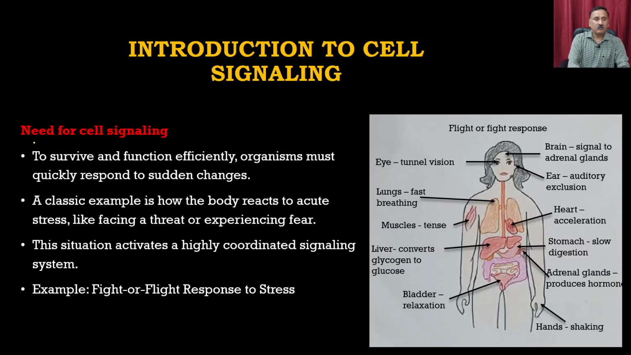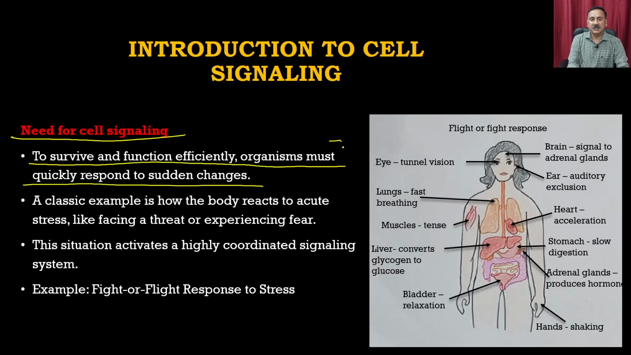Now, talking about why there is a need for cell signaling, right? Cell signaling is required to survive and function efficiently. The organism may quickly respond to sudden changes, and this is very important, right? If you don't have cell signaling, you will not be able to respond to incoming threats, right? And incoming threats could come from many places, right? It could be internal, it could be external.